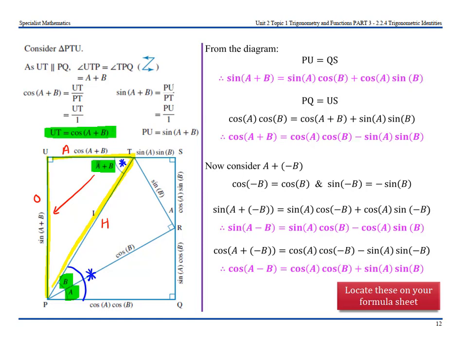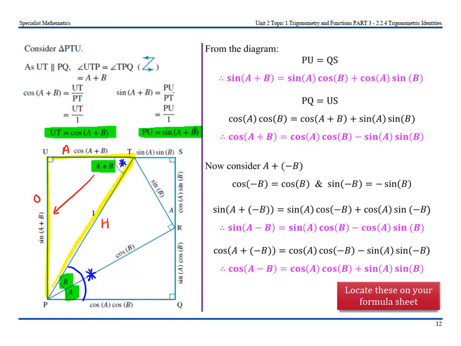Sine of A plus B is going to be PU over PT, which is PU over 1. So PU has to be sine of A plus B. And you can see I've written that on. So this is where our identities come from. This is a rectangle.